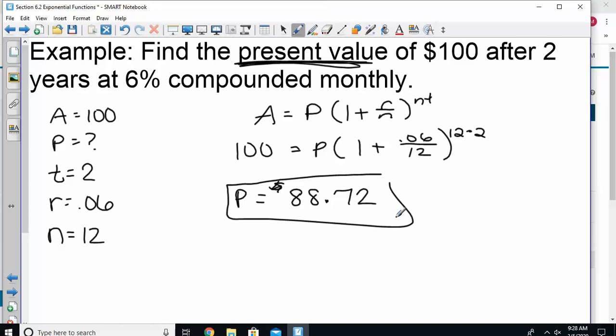That's why I put everything in at once. Just type this in and round it at the end. So that's why I just did 100 divided by and I typed the whole thing in. Okay, anything else?